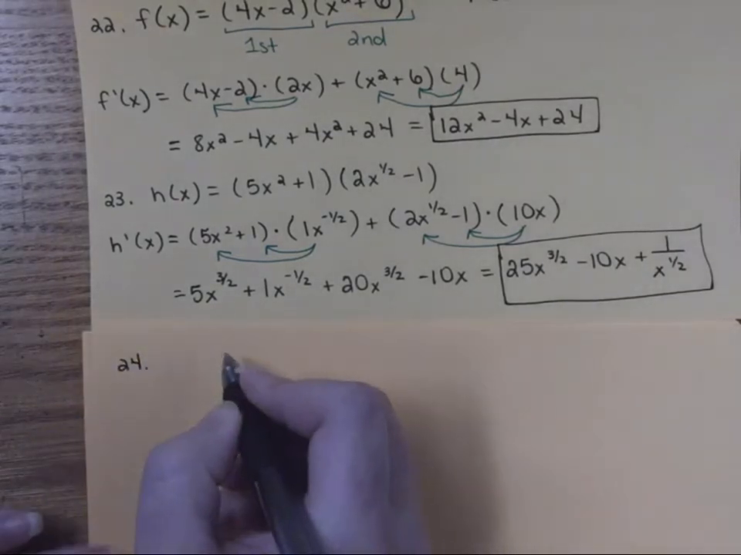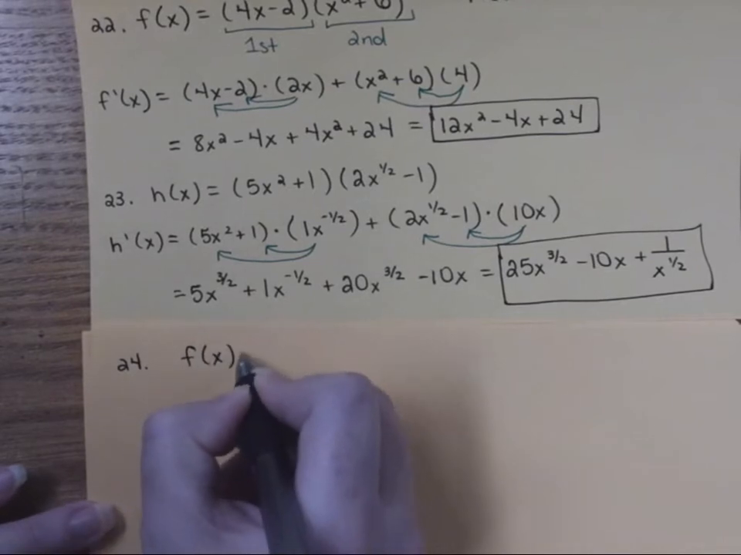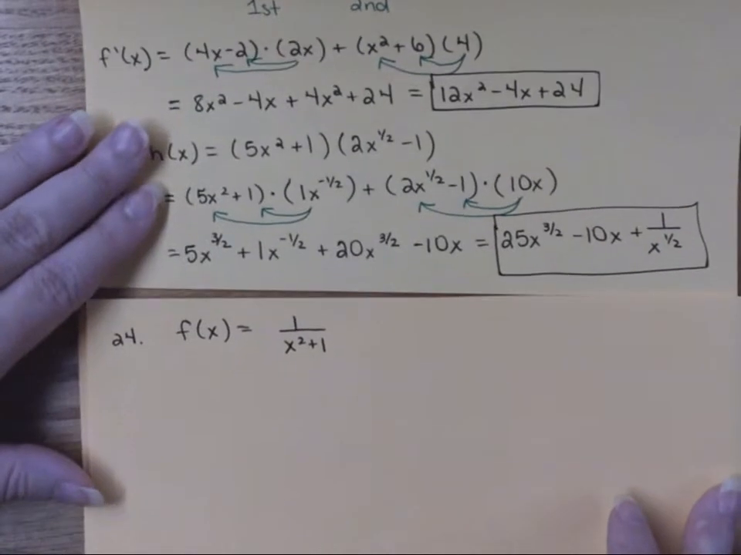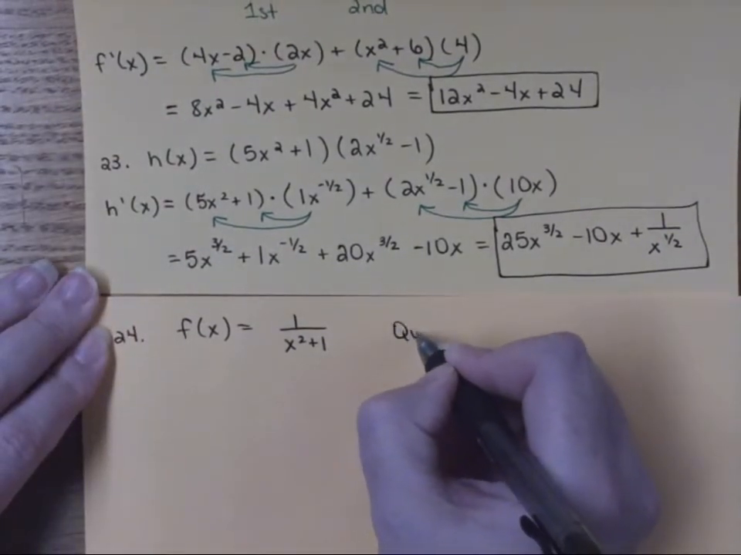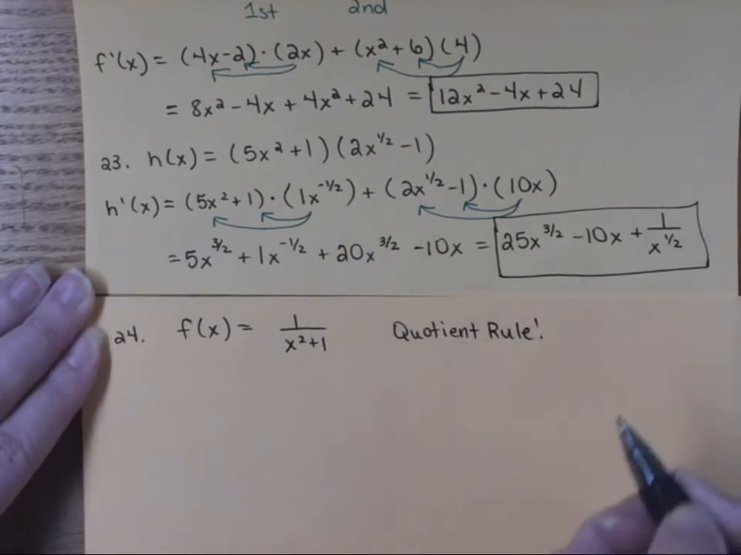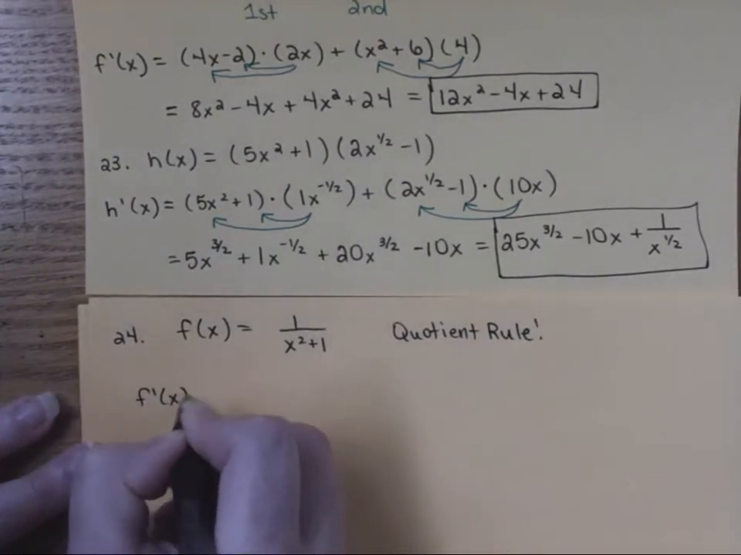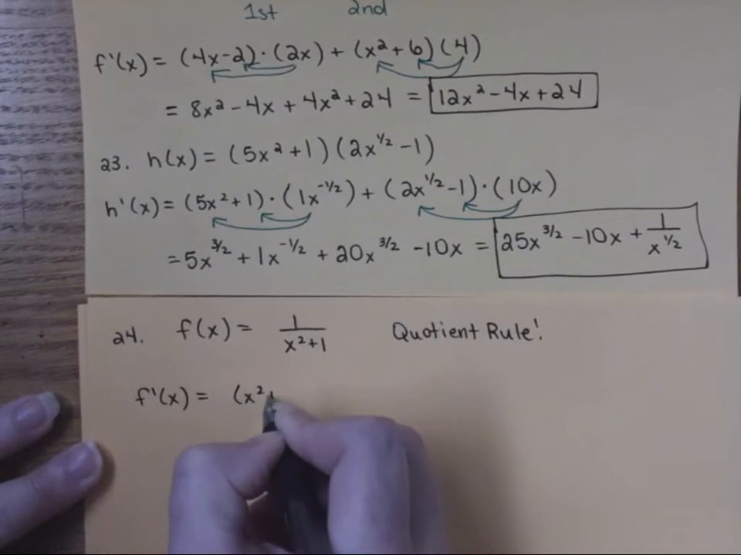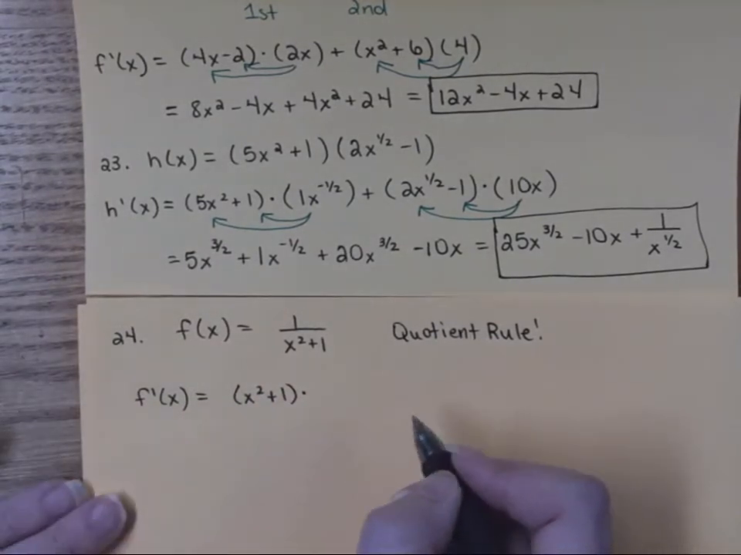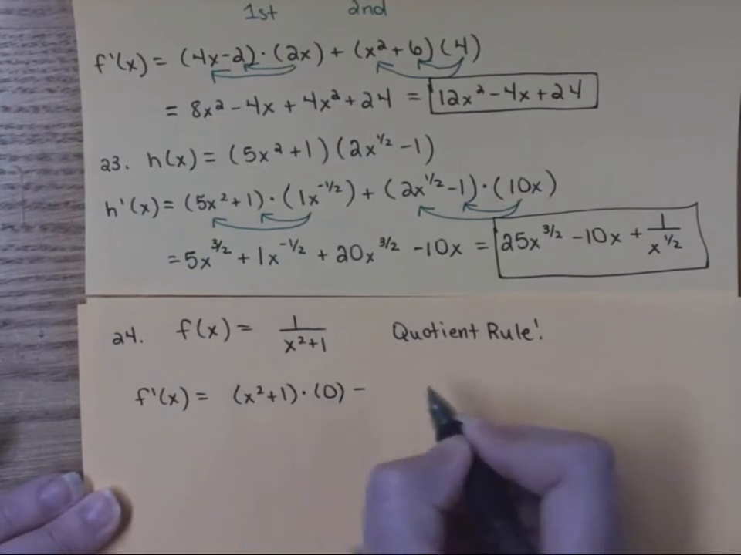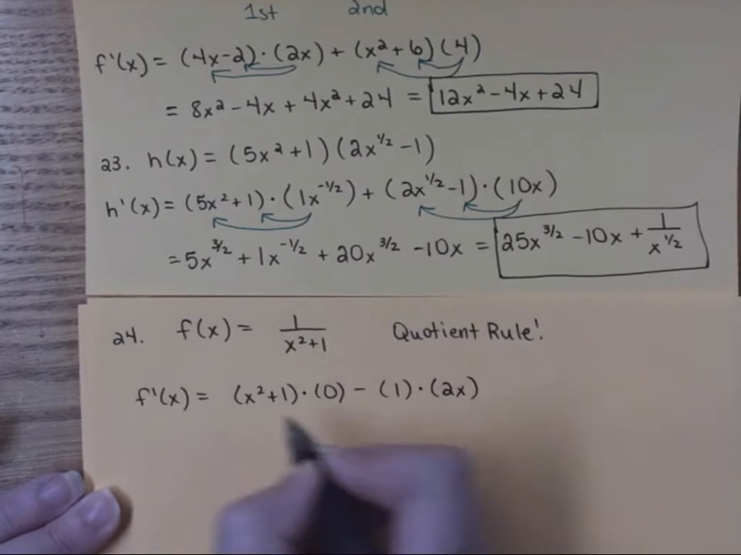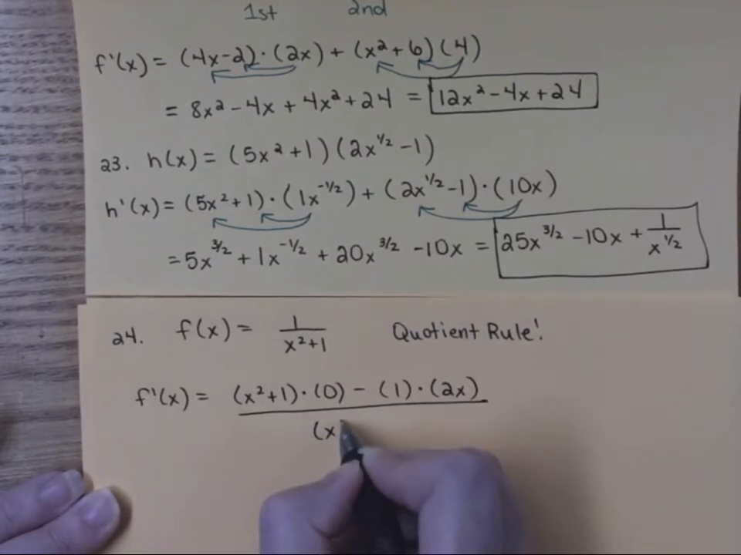All right, so for 24, we have f of x equals 1 over x squared plus 1. Now notice we can't use the product rule anymore, right? We have to use quotient rule because we're dividing now. So the derivative is going to be bottom times derivative of the top. But careful about that. What would be the derivative of 1? Well, it would just be 0. And then minus the top times the derivative of the bottom, which is 2x. And then it's all over the bottom squared.